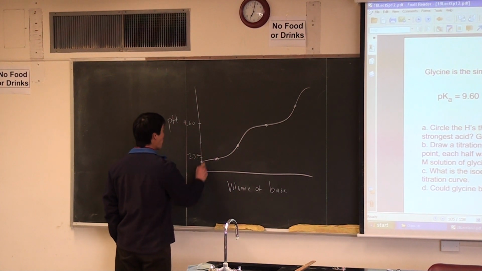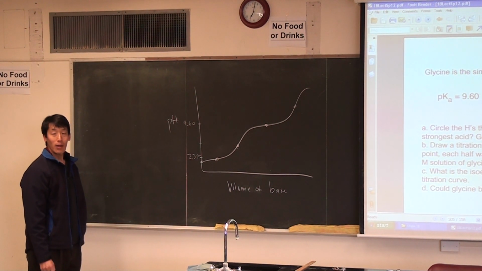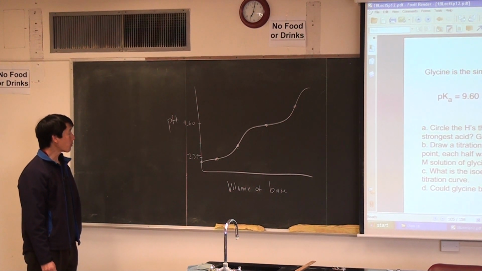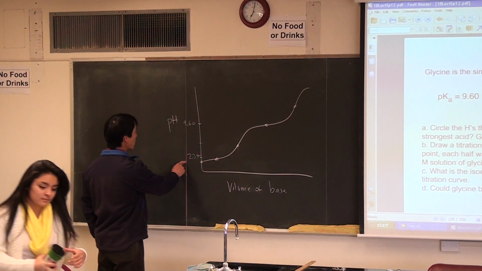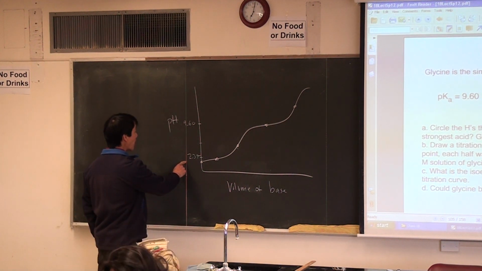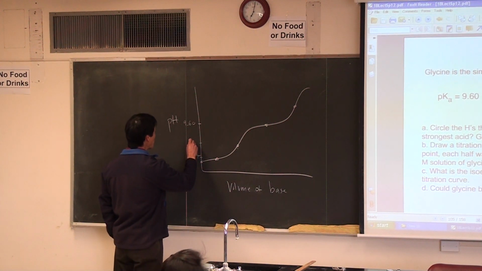At the first endpoint, the pH is equal to 1/2 of pKa1 plus pKa2. So we add these 2 up and divide by 2. That's 11.94 divided by 2, so that's 5.97.